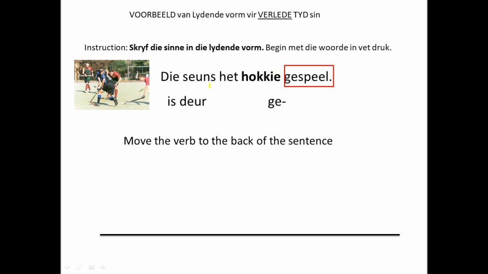Now, what do I need to do? Move the verb to the back of the sentence. Immediately I write it down. Speel.